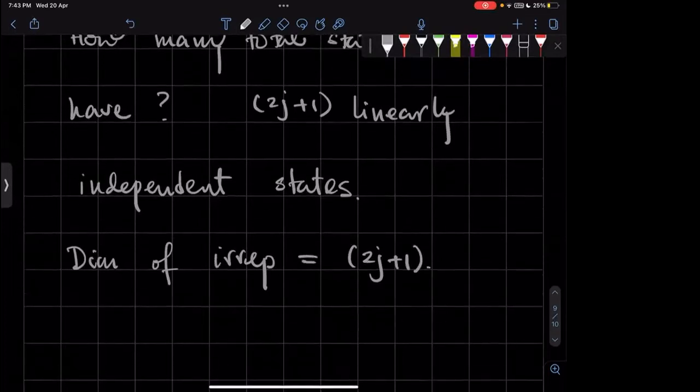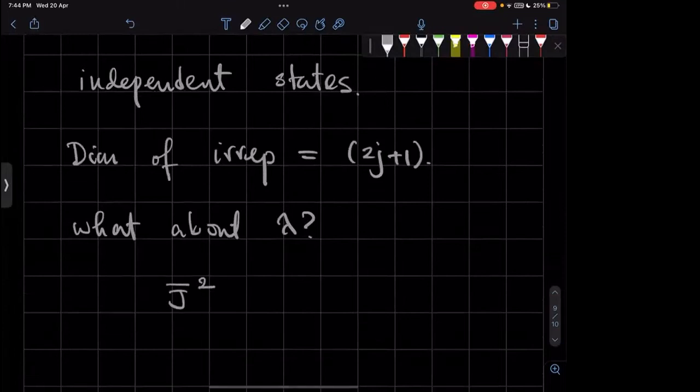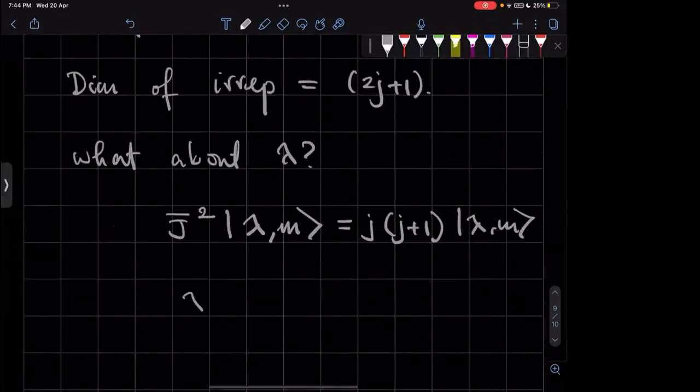And what about lambda? Well, I leave it as an exercise for you to work out that J squared acting on lambda n is J(J plus 1) lambda n. In other words, lambda is J(J plus 1). Okay.